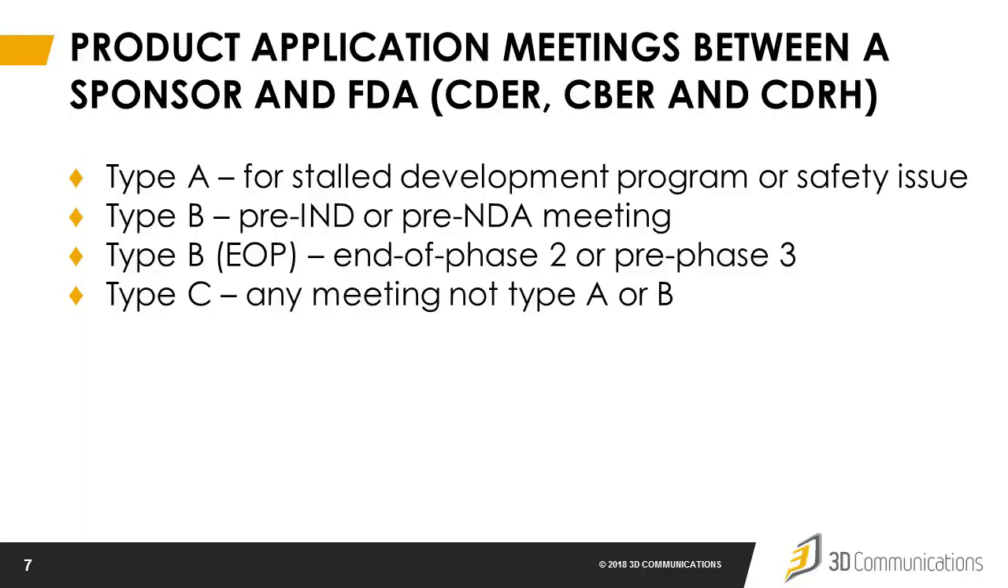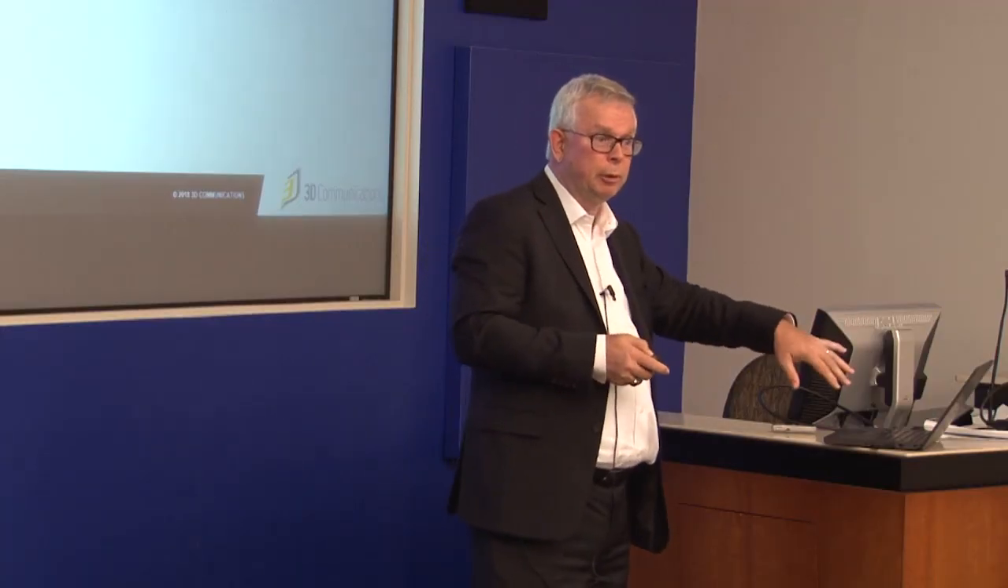There are also types of meetings. The product-specific application meetings are between a sponsor and the FDA, and there are 4 types of them, A through C. There's an extra one. Recently, the FDA has also included the type B end of phase meeting in there. It's not in your book at this moment. It needs to be updated for the next version. But the type B end of phase meeting is also there now in the guidances that I have given out. And I will go through all of them in a little bit more detail.